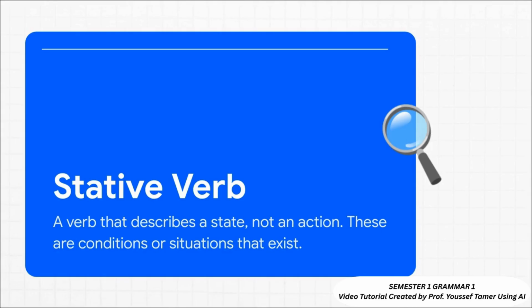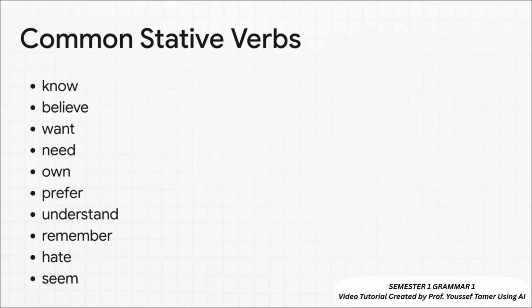A good way to think about it is like a photograph versus a movie. An action verb is the movie, stuff is happening. A stative verb is the photograph, it just captures a state of being, a feeling, a thought, or something you own. And here's some of the usual suspects. Just listen to how strange they sound if you try to add -ing to them. I am knowing the answer, or she is owning a car. See, it just doesn't work, because these words describe a constant condition.